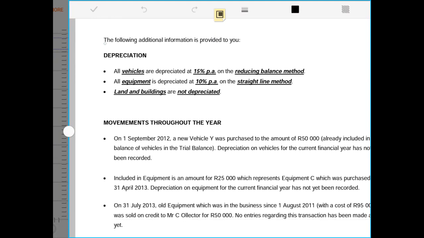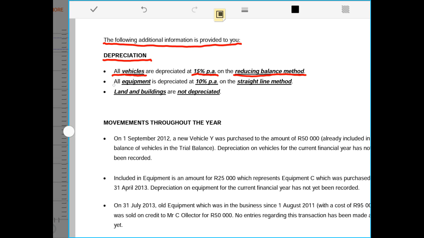Below there it says the following additional information is provided to you. Then it says depreciation. This information is with regard to the depreciation of our assets. The first asset is vehicles, where it says all vehicles are depreciated at 15% per annum on the reducing balance method, or the so-called diminishing balance method. So all the vehicles are depreciated using a diminishing or reducing balance method.